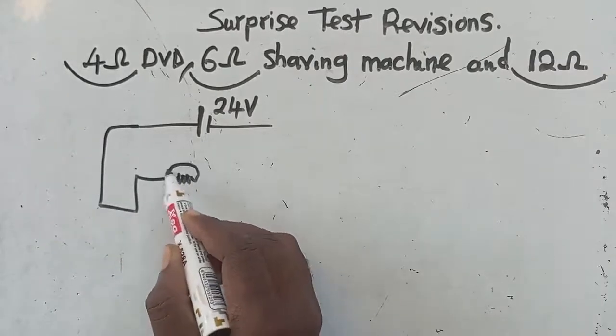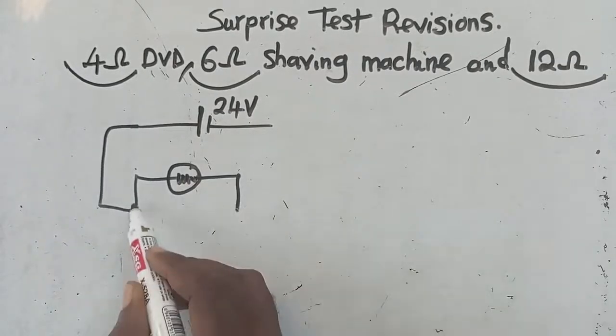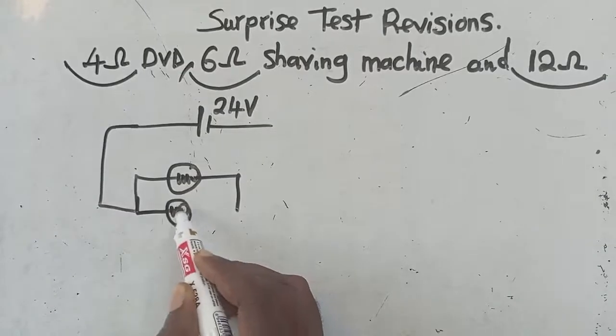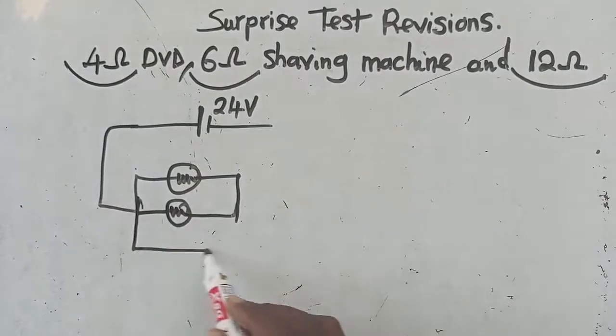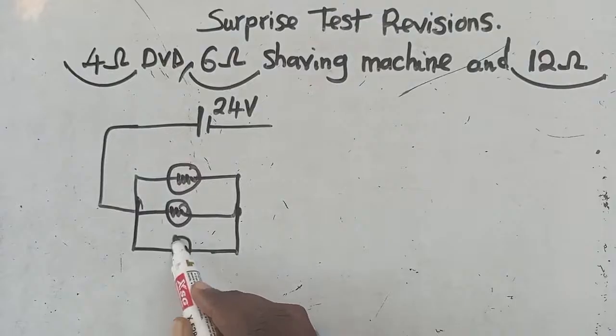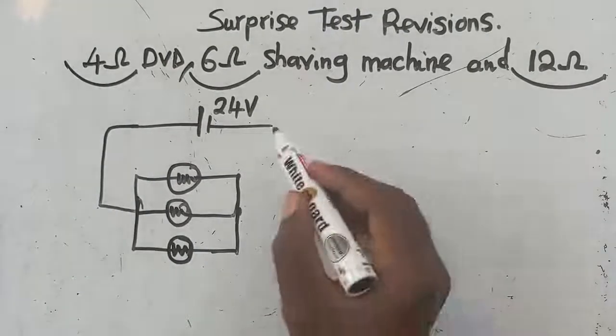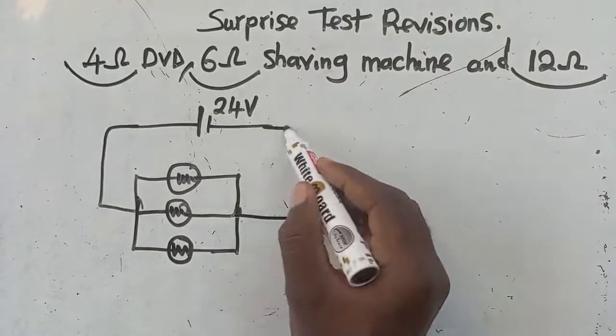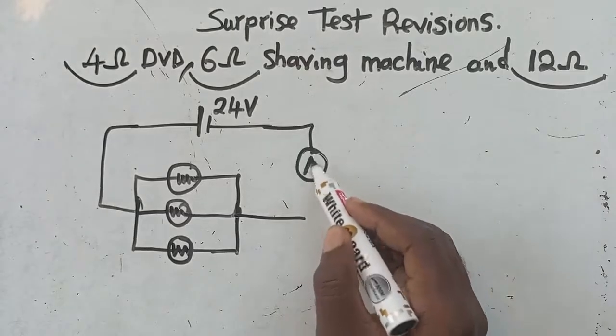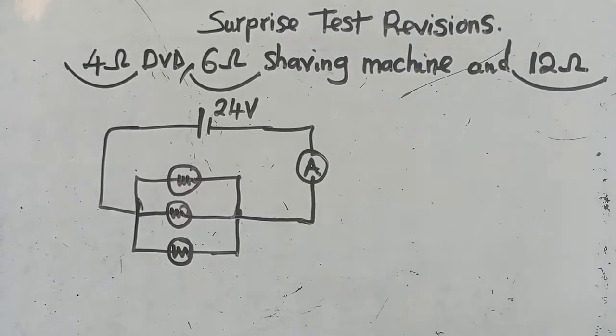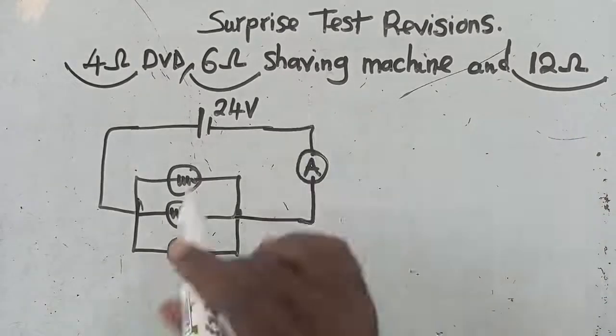So I'm going to say resistor 1, I put it here. Resistor 2, I'm going to put it here. Resistor 3, I'm going to put it there. Then I put something like this. If I want, I can put an ammeter there that is recording a current. So this is a simple diagram. If I want, I can even put a switch, anything, as long as it is making sense. You just make it beautiful. So this is a simple diagram.